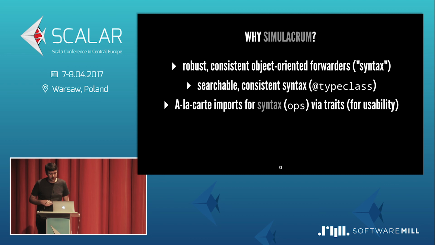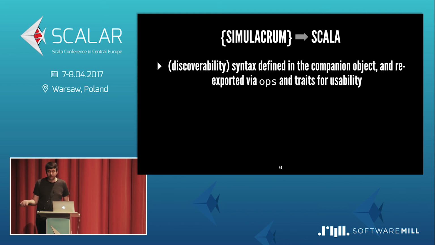You find them in ops. The add type class marker is easy to search in a code base, so that helps with discoverability. And if you wanted to be a little more advanced and cut down a little bit on the imports, we can use syntax via traits. We can mix in syntax via traits. So what we learned from Simulacrum: for discoverability, we define the syntax in the companion object, and we export it via operations and traits for usability.